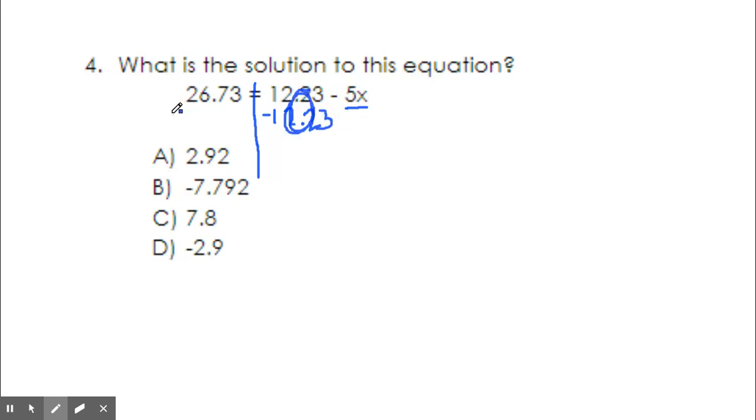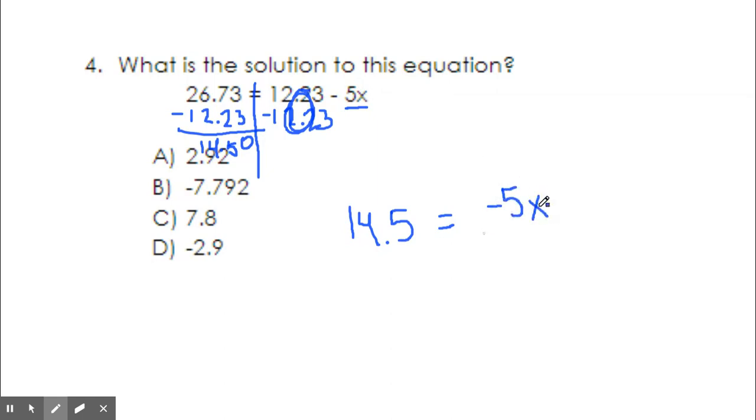And whatever I do to one side, I must do to the other. So minus 12.23. Now if I subtract those, I get 0. That's going to be 5. 6 minus 2 is 4. And 2 minus 1 is 1. So I get 14.5 is equal to, and I still have this minus symbol, which is going to go with this, a negative 5x.